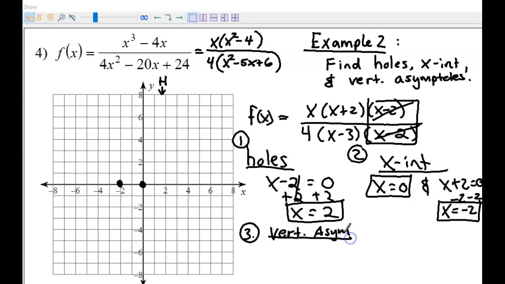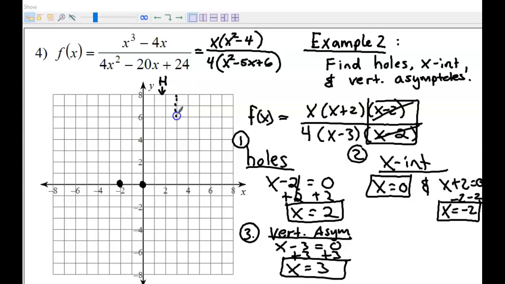And that's where you take the bottom and you set it equal to 0. Now, you're not going to set the 4 equal to 0 because there's no x there. You can't say 4 equals 0. It doesn't make sense. But you can say that x minus 3 equals 0, right? So we're going to have a vertical asymptote at x equals 3.